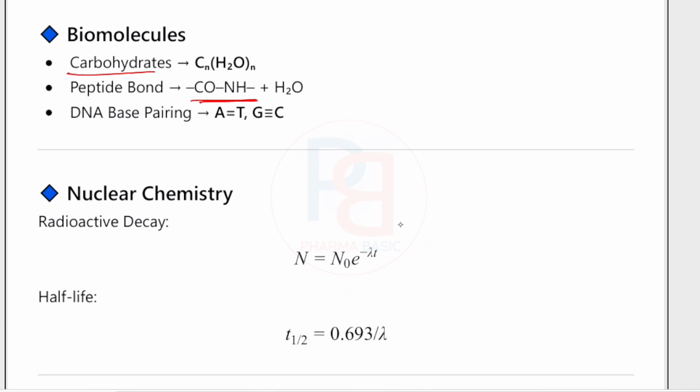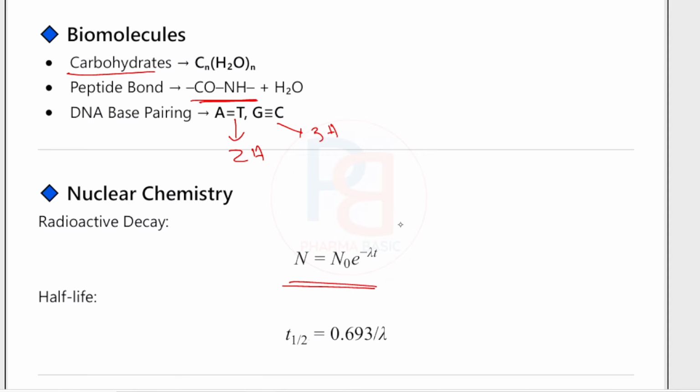DNA bases: A and T, adenine, thymine, and G and C, guanine, cytosine. In AT, 2 hydrogen bonds will be there, and in GC, 3 hydrogen bonds will be there. Therefore, the AT bond is weaker and the GC bond is stronger, and we need more energy to break the bond between guanine and cytosine. Radioactive decay: N is equal to N naught e to the power minus lambda t.